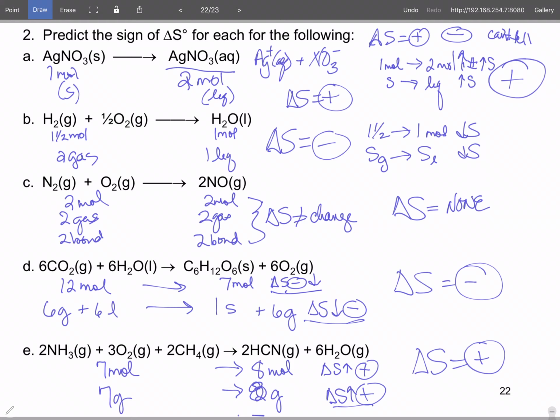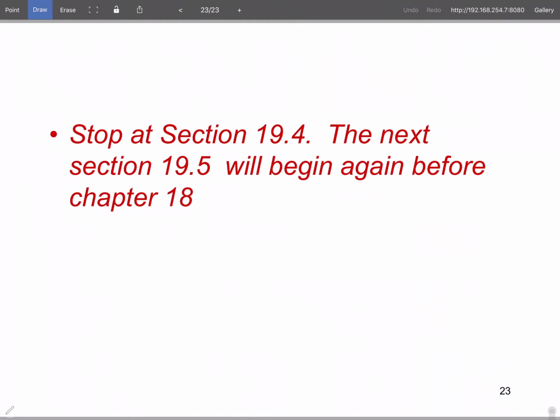Okay? So that brings us to the last of what is on this first test. This is needed to explain solution formation, else we wouldn't be doing it right now. We'll do the rest of the chapter, as I said, when we do chapter 20.